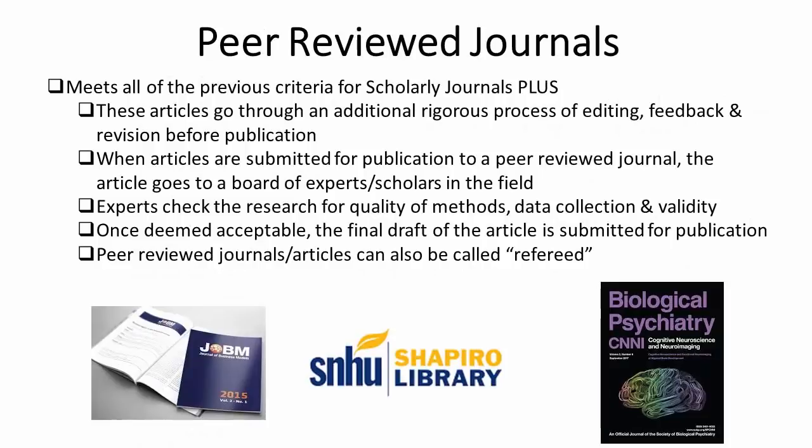Peer-reviewed journals meet all of the previous criteria for scholarly journals, plus these articles go through an additional rigorous process of editing, feedback, and revision before publication. When articles are submitted for publication to a peer-reviewed journal, the article goes to a board of experts or scholars in the field. Experts check the research for quality of methods, data collection, and validity. Once deemed acceptable, the final draft of the article is submitted for publication. Peer-reviewed journals and articles can also be called refereed.